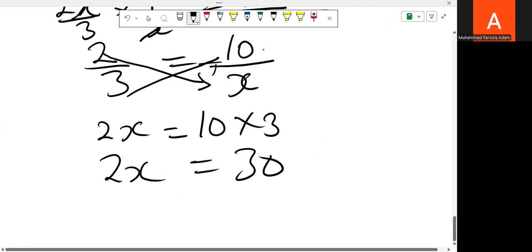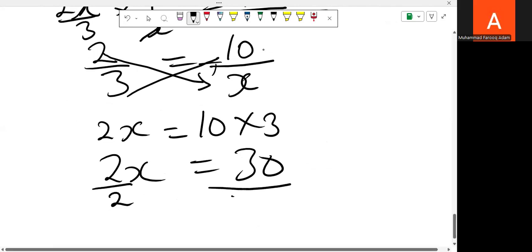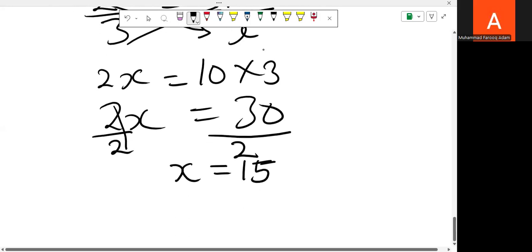And we divide by the coefficient of x, which is 2, divided by 2, and x is equal to 30 over 2, which is 15. Same answer, different method. We also have another question. The question is, this one is different. It says 3 divided by y is equal to 12.